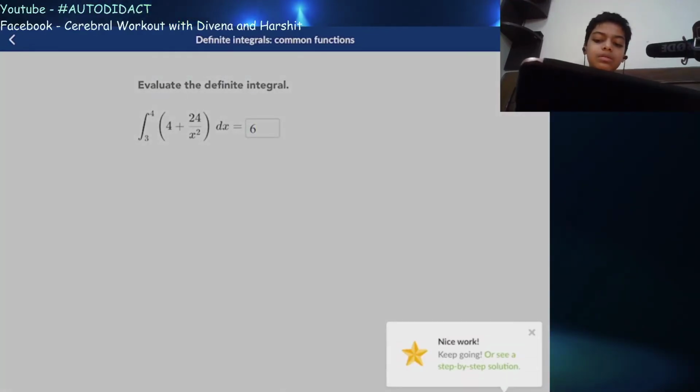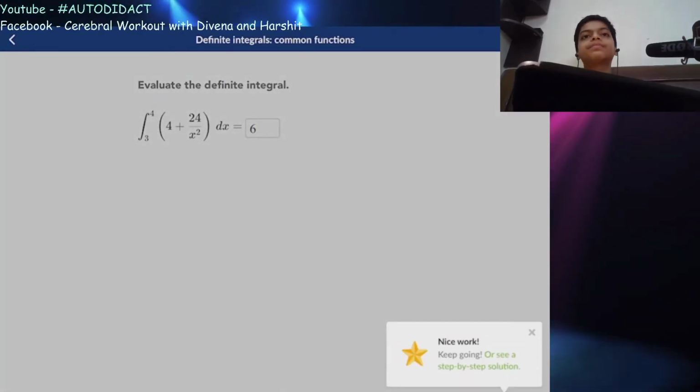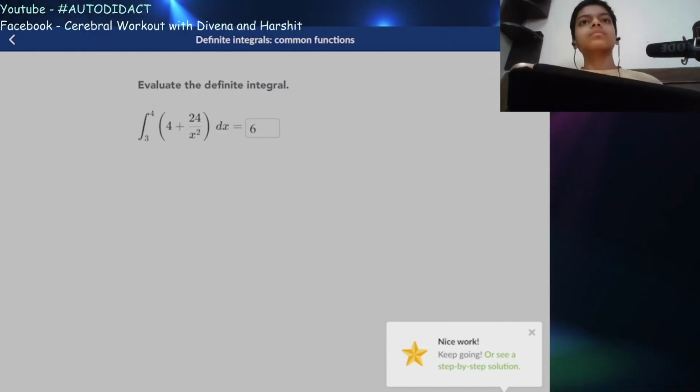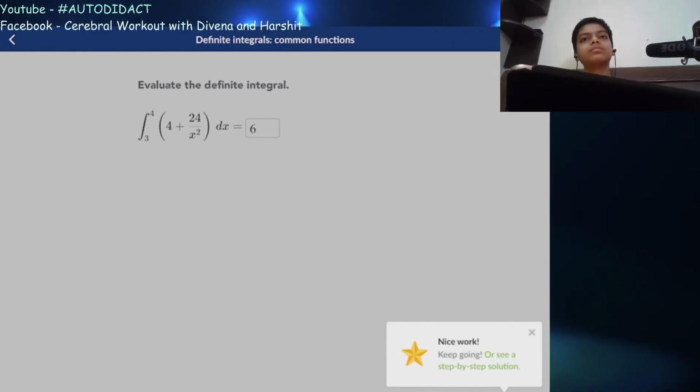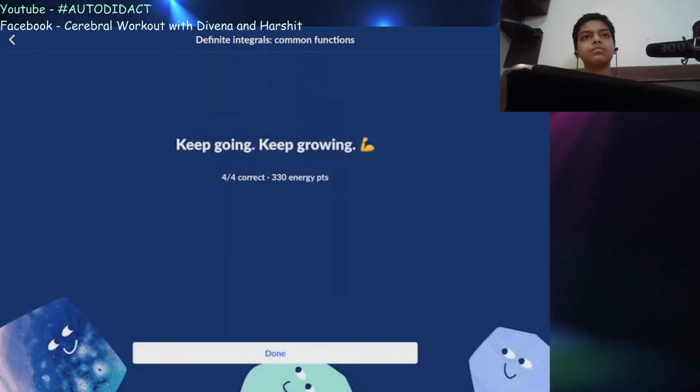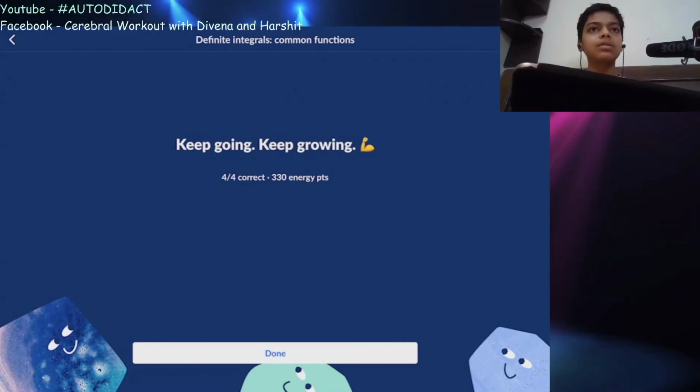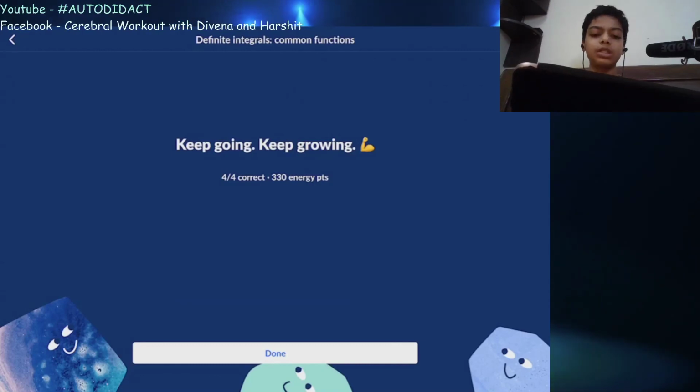6 correct. Okay, so done. 4 out of 4 correct. So these were the definite integral common functions exercise.